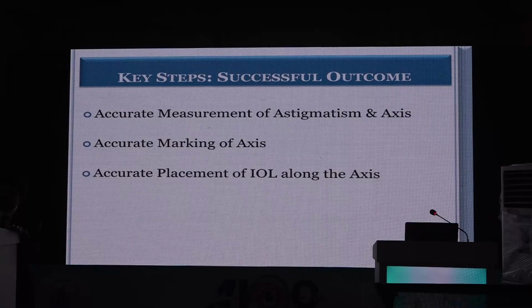So what is most important is that we first decide how much the cylindrical power is, and we correct the corneal cylindrical power, because in any case we are removing the lens. So if there is any lens-related cylindrical power, we don't have to think about that internal astigmatism, we just have to think about the corneal astigmatism. That is one: an accurate measurement of astigmatism and axis is important. The second thing is you have to mark properly. Marking is important and should be accurate, because then you will place the IOL over that axis. So the marking is essential, and then of course the placement of the IOL.